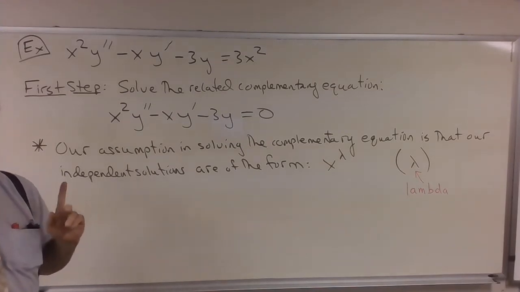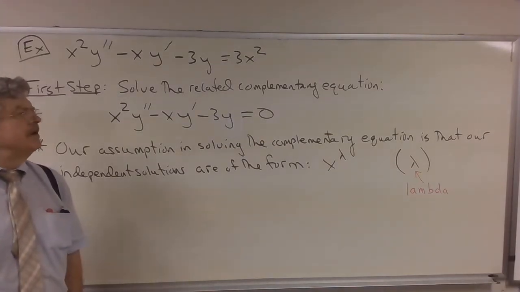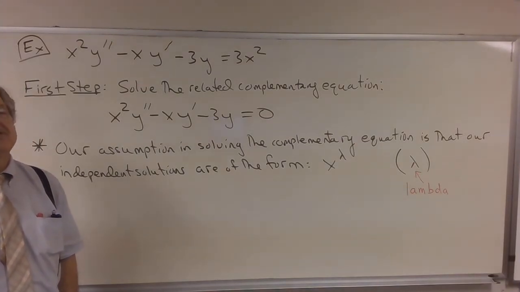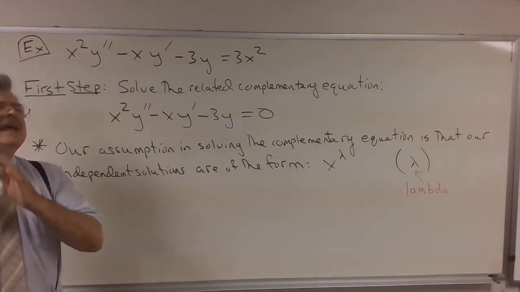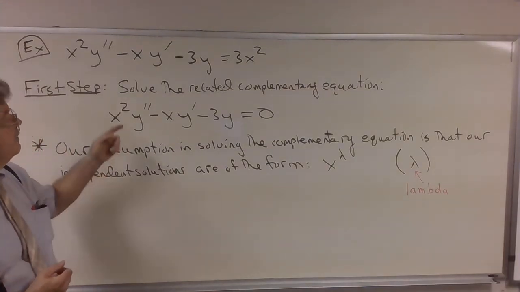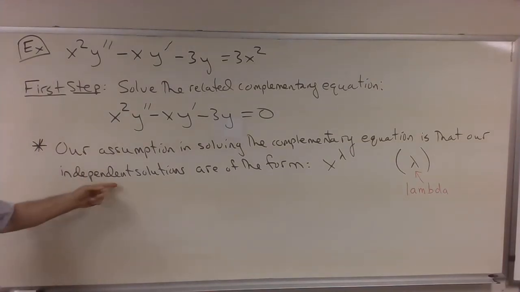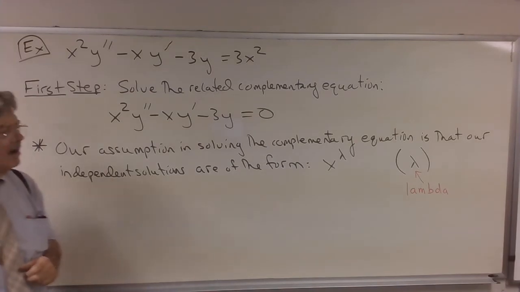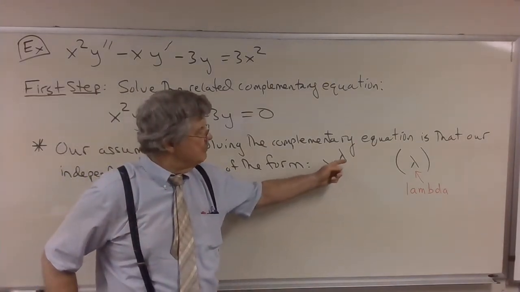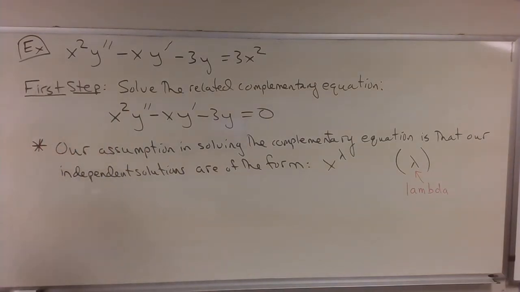When we had constant coefficients, our assumption was that the independent solutions were of the form e to the mx. With Euler equations, our assumption is that our independent solutions for the complementary equation are of the form x to some power lambda. That's what we assume.